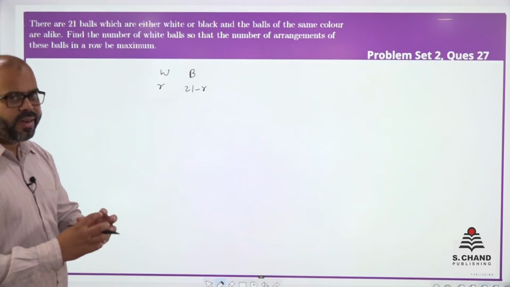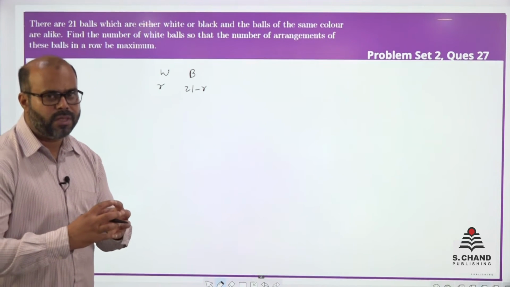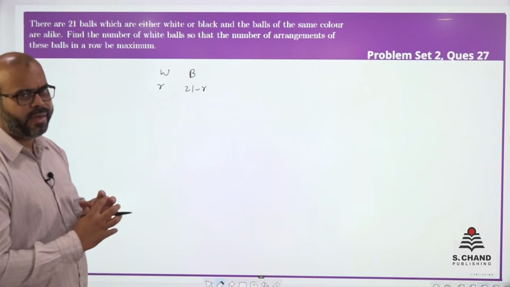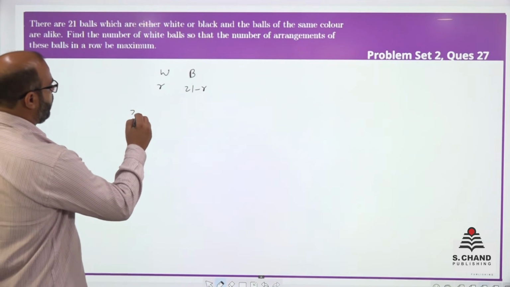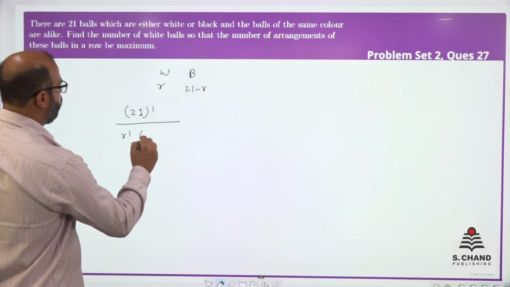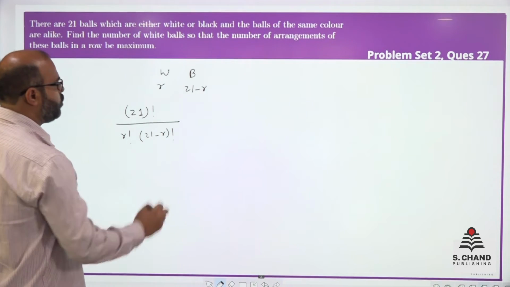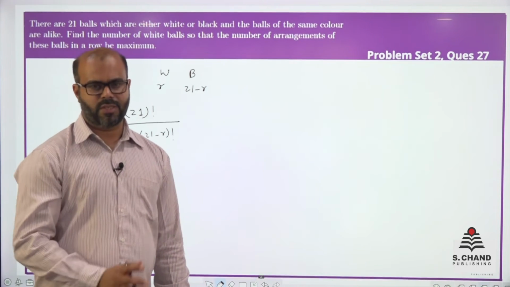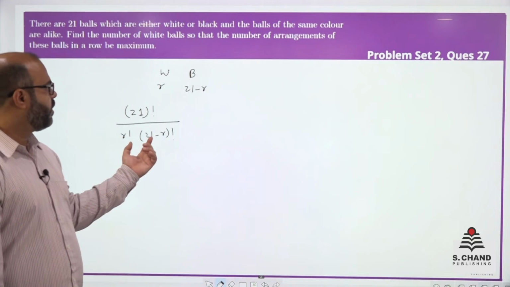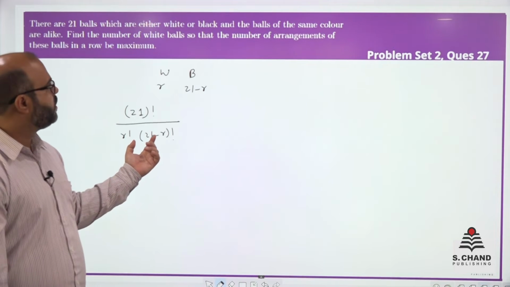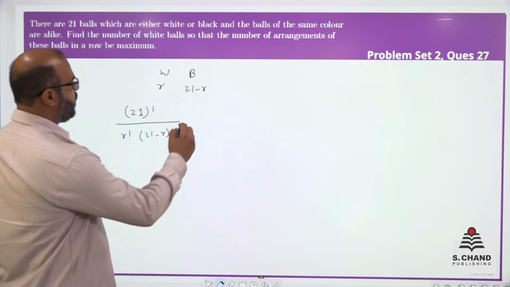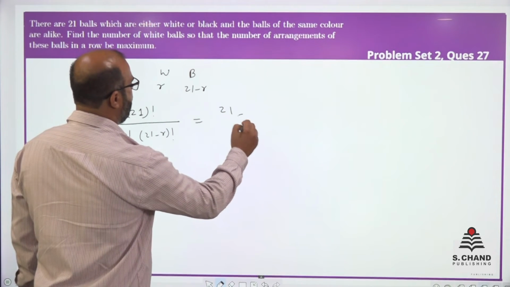So the number of arrangements is to be maximum in a row, not in a circle. So how many ways can you do the arrangement? That is 21 factorial upon r factorial into 21 minus r factorial, because we don't want to repeat alike objects. So for r alike objects, r factorial is divided, and for 21 minus r alike black balls, 21 minus r factorial is divided. Now this is nothing but 21 C r.